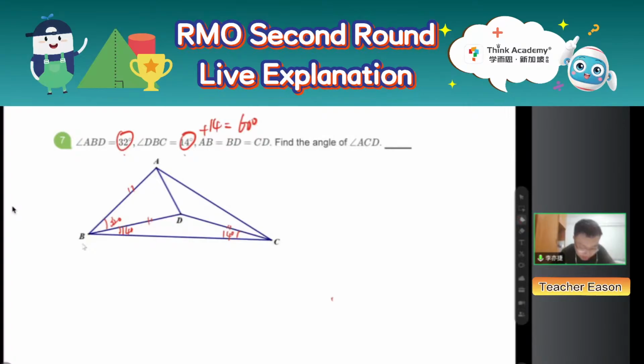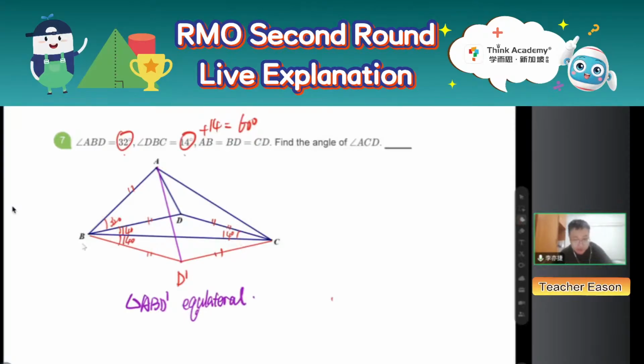So we want to make another 14. Maybe we just draw this picture downward symmetrically. So we create a D prime here. Now, BD equals CD. This is a 14 degree angle. So now, if you connect ABD prime, you will see that the triangle ABD prime is equilateral.